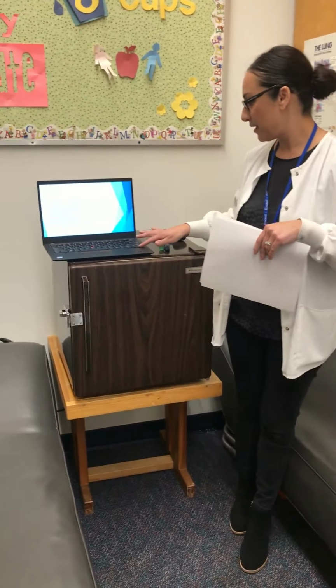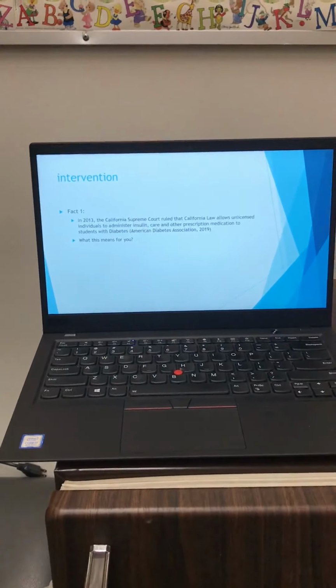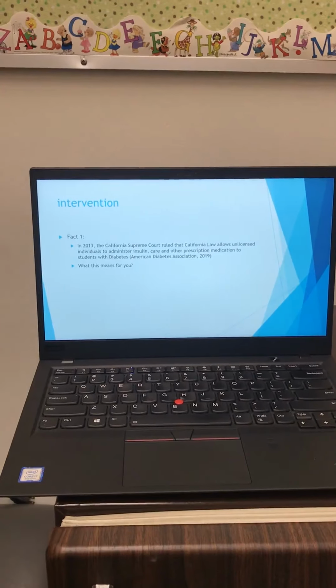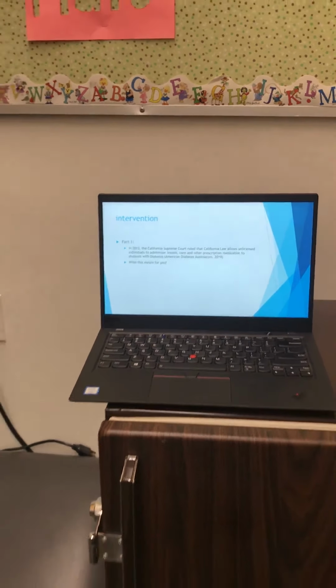This is a fun fact. In 2013, the California Supreme Court ruled that California law allows unlicensed individuals to administer insulin care and other prescription medication to students with diabetes. So what does this mean for you? This is not the sole responsibility of the professional licensed healthcare person to administer insulin or medication in the school setting. So this allows you, and you are required, to administer insulin and medication for these students.